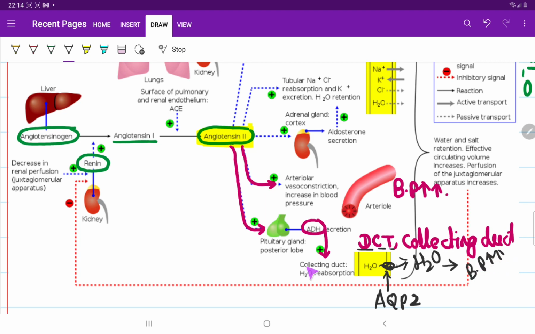Okay. So this secretion of antidiuretic hormone minimizes loss of water through urine. So what does this antidiuretic hormone do? It increases absorption of water and so increases blood pressure. Fine.